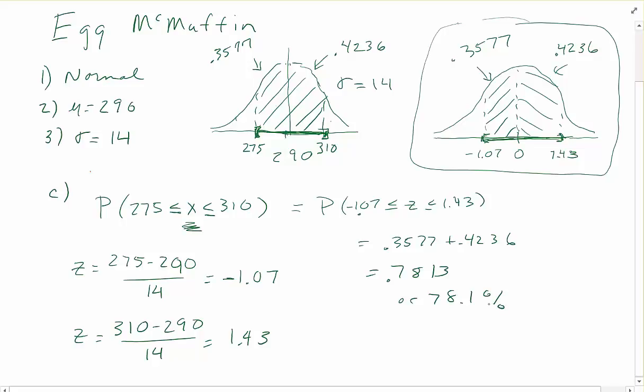78.1%. So what is the probability that a particular serving will be somewhere between 275 calories and 310 calories? There's a 78.1% probability of that, or 78.1% of Egg McMuffins will have calories somewhere between 275 and 310.